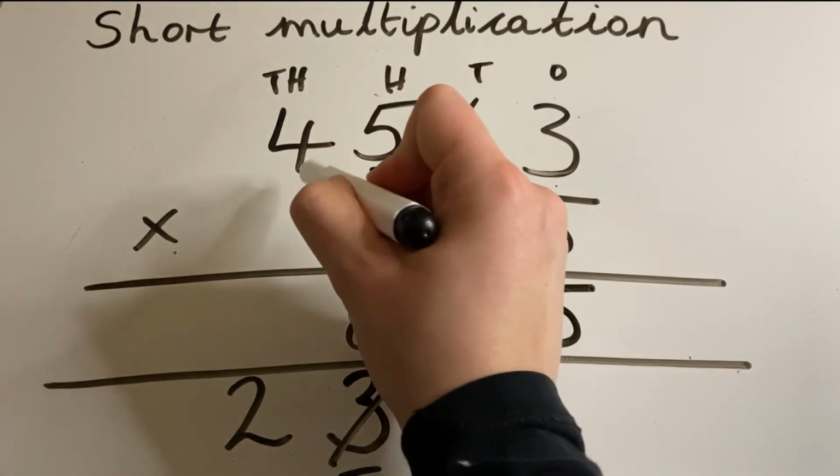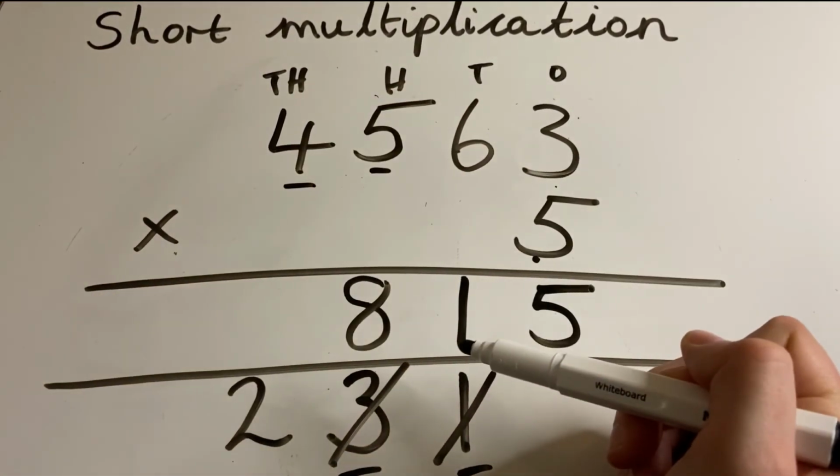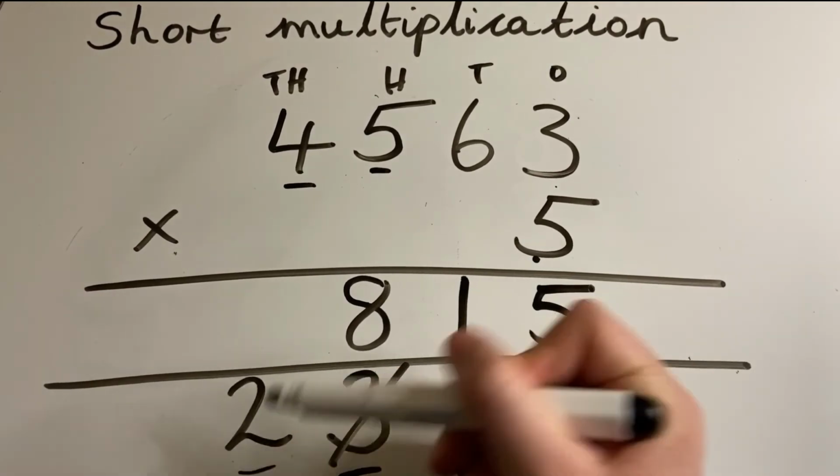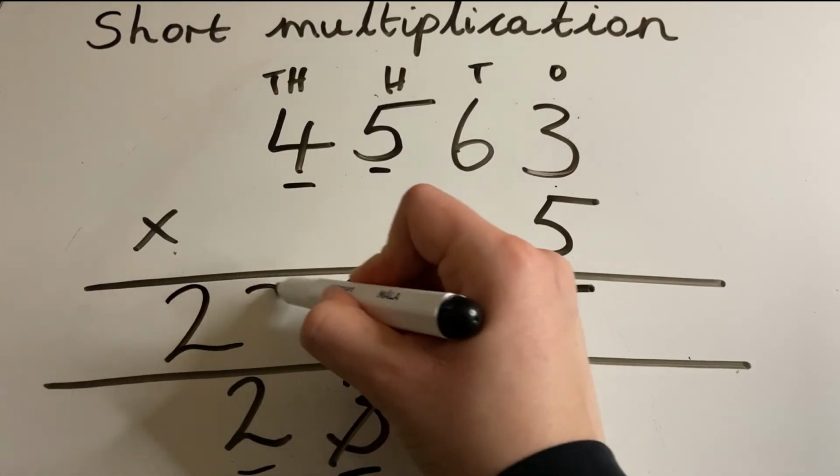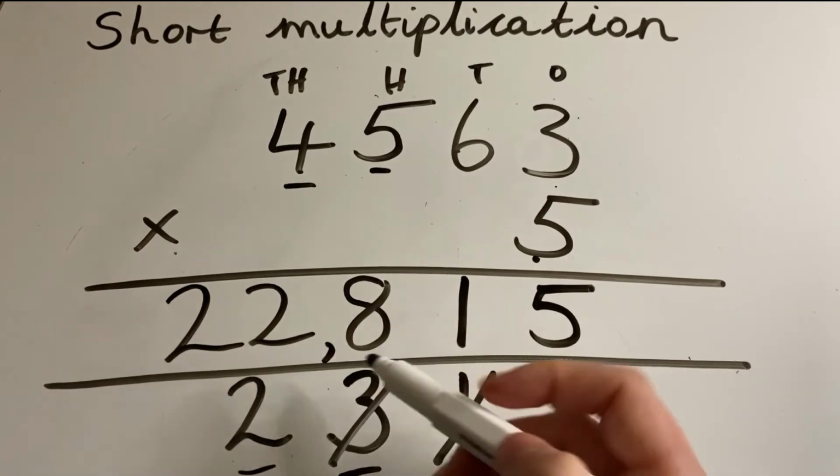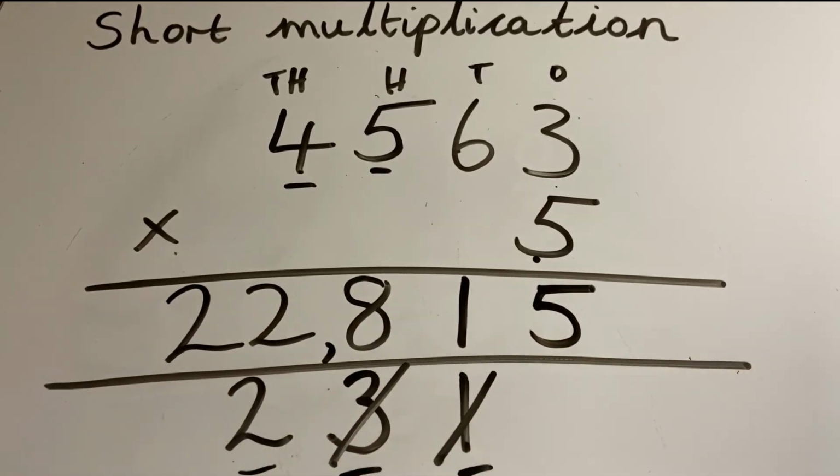And then your thousands. So 4 times 5 is 20. Add the 2 this time. 22. So overall, your answer is 22,815. So I really hope this video helped you work out short multiplication for multiplying by a one-digit number.